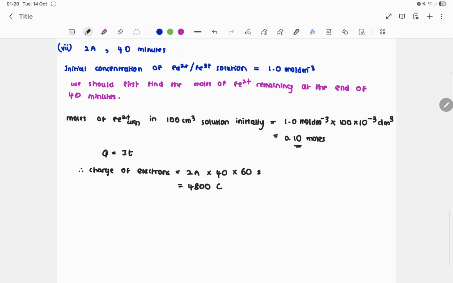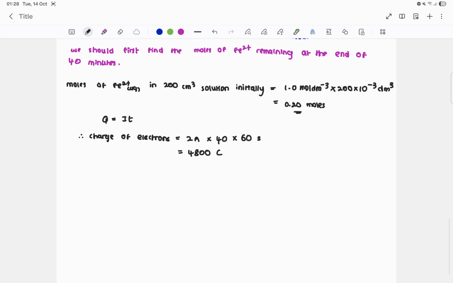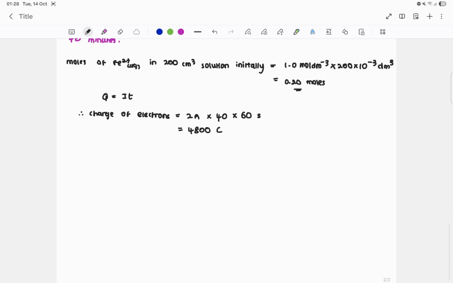Sorry, there's a small part I couldn't read. Moles of Fe2+ in 200 cm3 solution initially is 0.20 moles, because they have told us the initial volume of both half cells is 200 cubic centimeters. Then charge of electrons is this one.